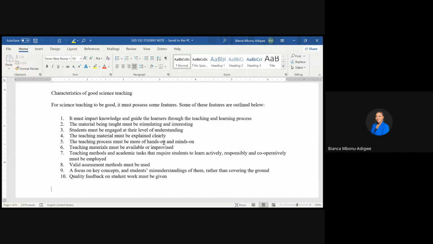Okay, let's put it this way. The first one on the screen is, it must impart knowledge and guide the learners through the teaching and learning process. Which acronym does this fall under? Collins. So I said it must impart knowledge and guide the learners. Which acronym does this fall under?